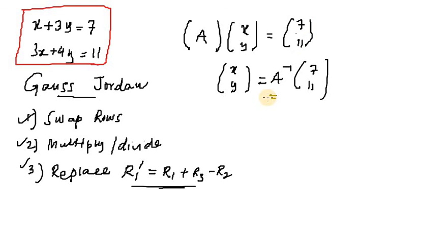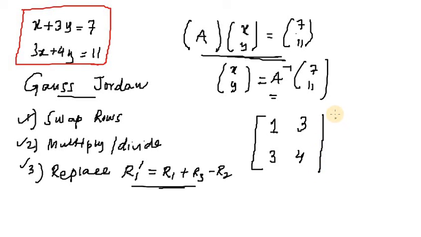So what is the recipe? The recipe starts by expressing the system in terms of a matrix. How will I write down the matrix? I will write the matrix 1, 3, 3 and 4, and then a line, and then I will write 7 and 11, these two numbers, here and close the matrix.